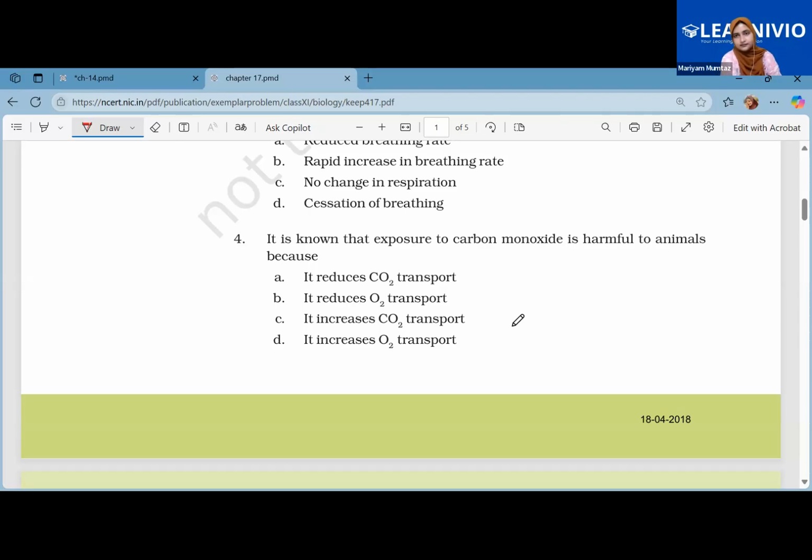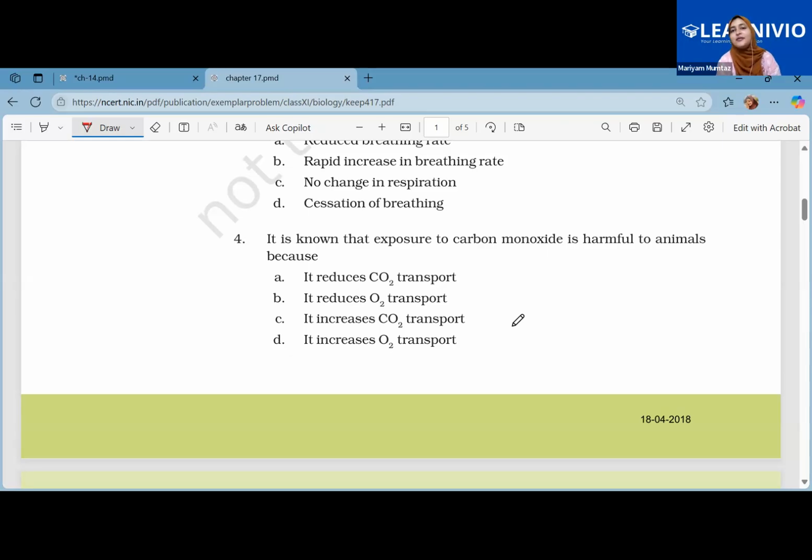Can I say? Like, if the animals are exposed to carbon monoxide, then they will breathe in the carbon monoxide instead of the O2. So the hemoglobin in the red blood cells are coming to the alveoli to collect the oxygen. So instead of that, they will collect the CO. And then? That will reduce the O2 transportation because they won't get the O2 to transport.